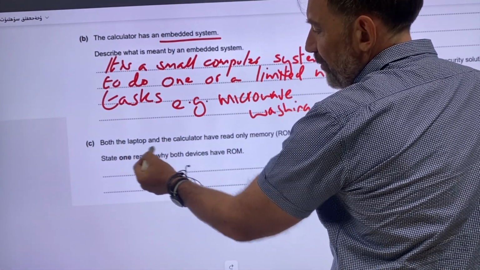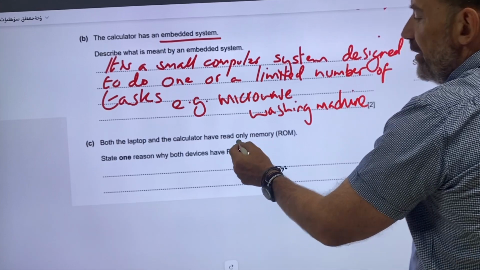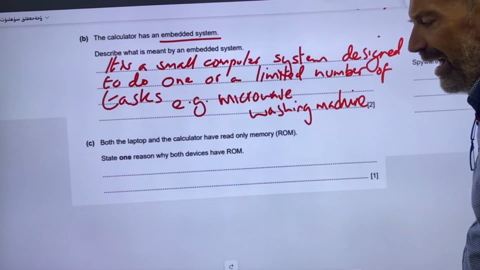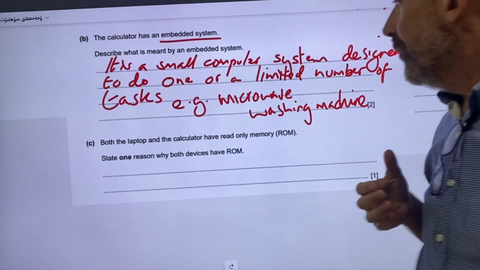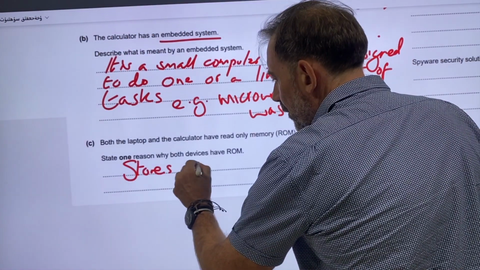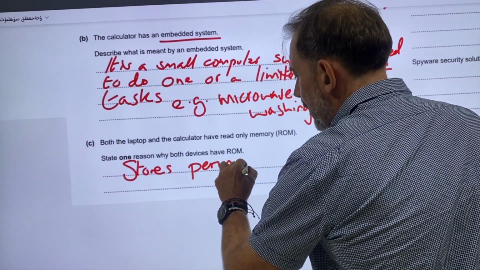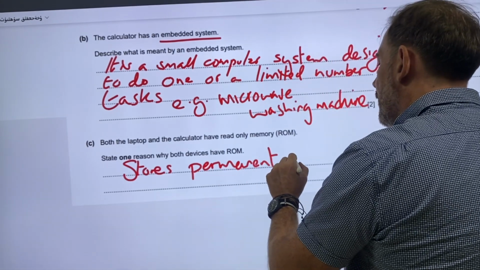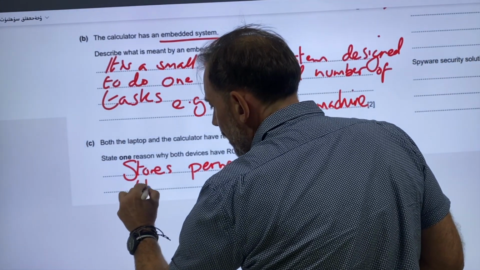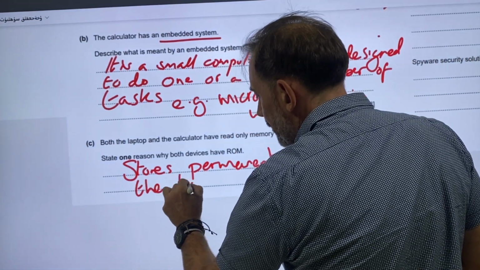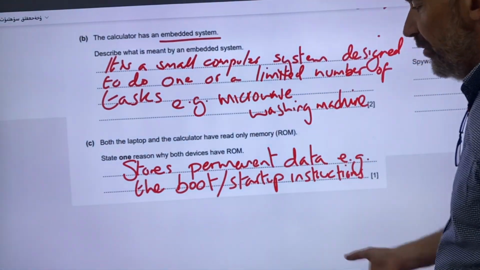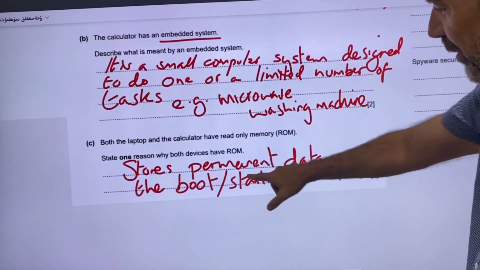And then here we go. Both the laptop and the calculator have read-only memory, ROM. State one reason why both devices have ROM. One reason. It stores permanent data, e.g. the boot startup instructions. Yeah, the boot setup. Is it spelled permanent? I'm not sure.